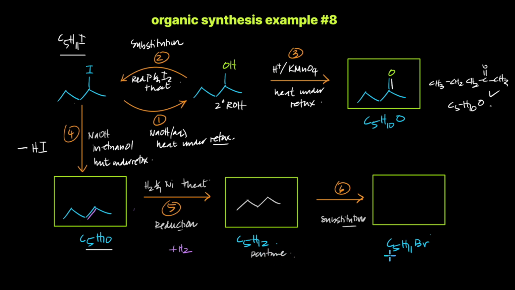And then pentane replaces one hydrogen with one bromine. Remember how alkanes undergo substitution? They undergo free radical substitution. So what do you need? You need Br2 and UV light. And you can put your Br anywhere here. So there are multiple correct options. You can put the Br there, there, here also. Anywhere. It doesn't matter. That would be an acceptable answer.